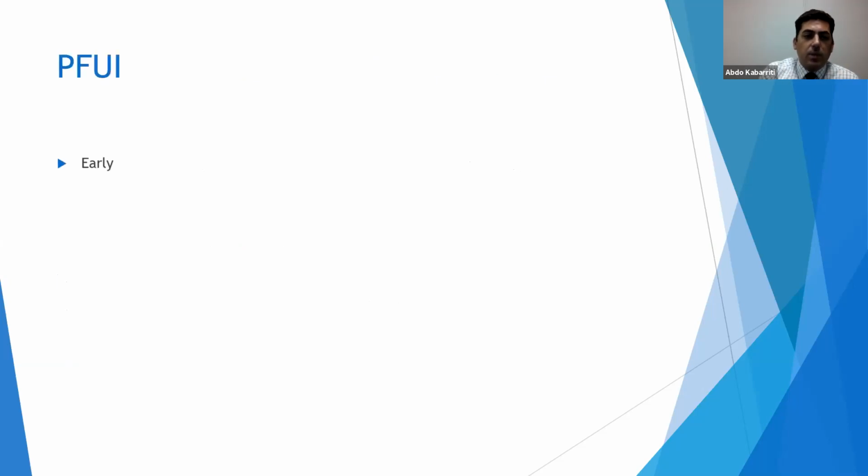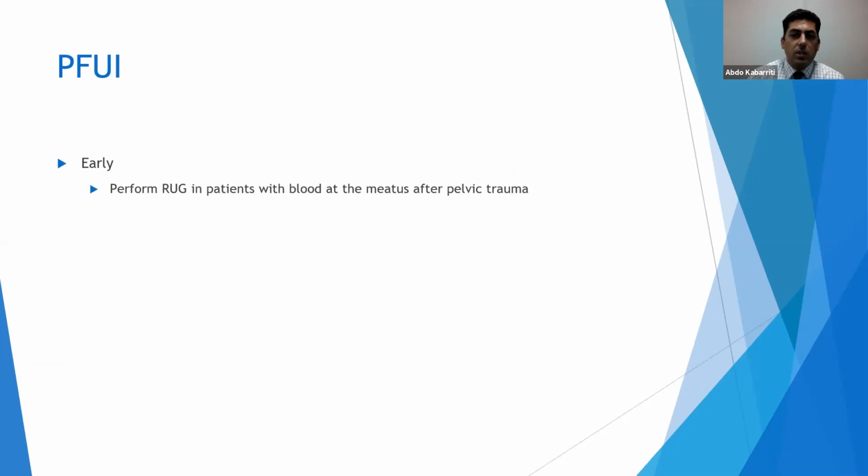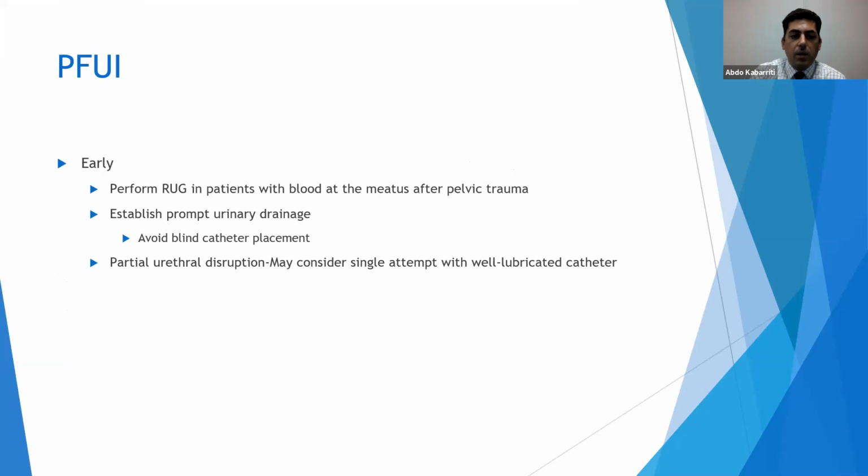So the idea is we have to drain this patient. A pelvic fracture urethral injury can be broken up into either early or delayed. In the early, this is when the patient first comes in. It's very important to make sure that an RUG is performed on all patients with blood at the meatus after a pelvic trauma. And one should establish prompt urine drainage, but avoid blind catheter placement.